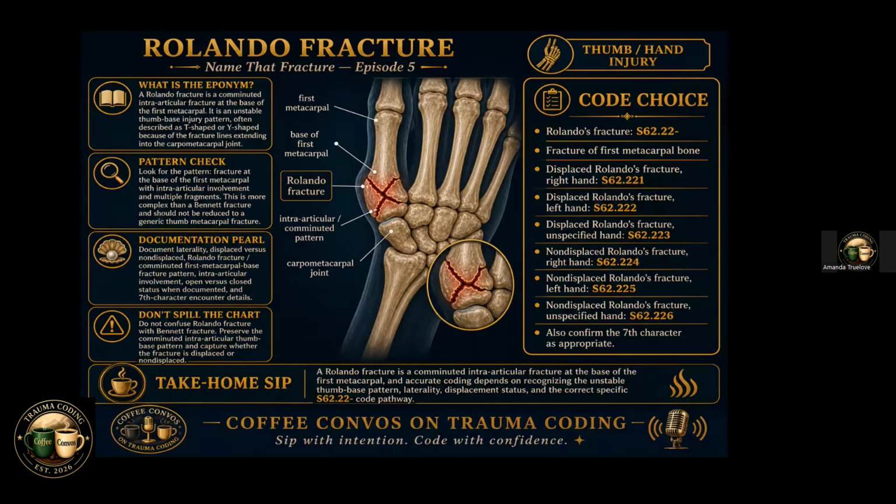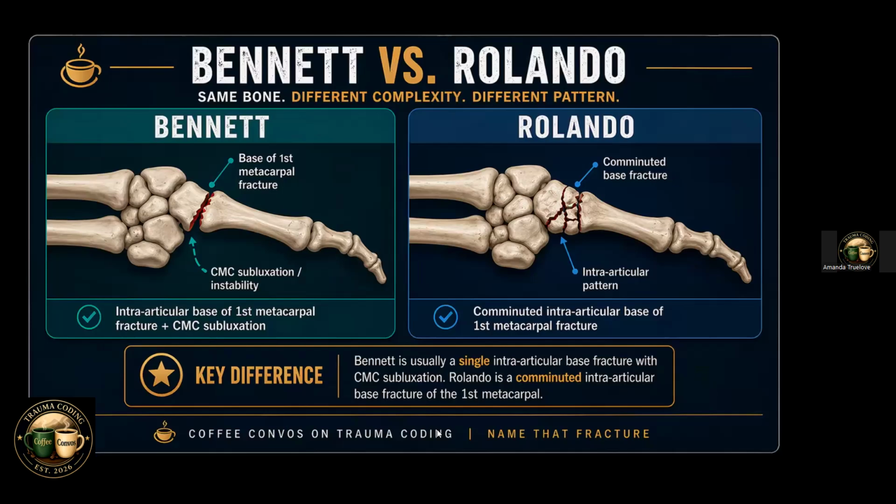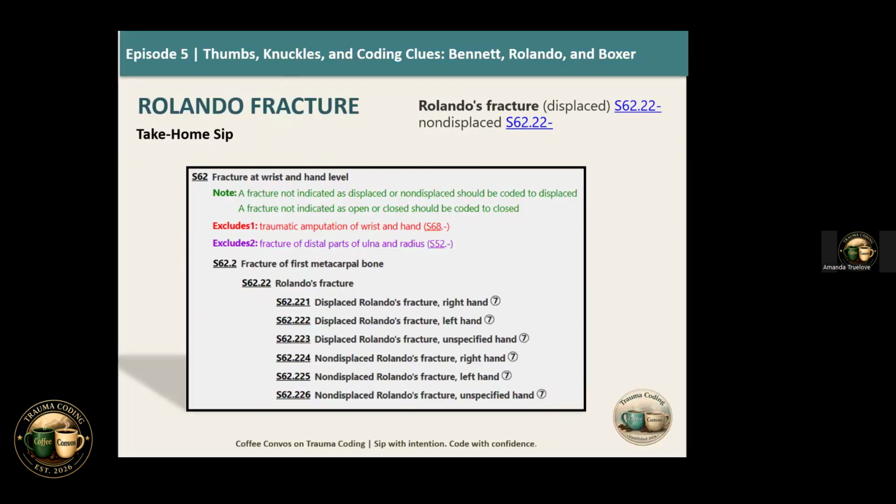So going back to our coding piece, you can see that for Rolando fracture, S62.22 is going to be the subdivision for that code. And then, of course, you have options for that displacement or laterality, right or left, or non-displacement, right or left. When we look at our tabular list, we actually have a combination code for Rolando. So it does include those details of that comminution in that fracture pattern. And then, of course, the details for any other complexity for intra-articular involvement at the base of that first metacarpal. So S62.22 is the subdivision of that code.